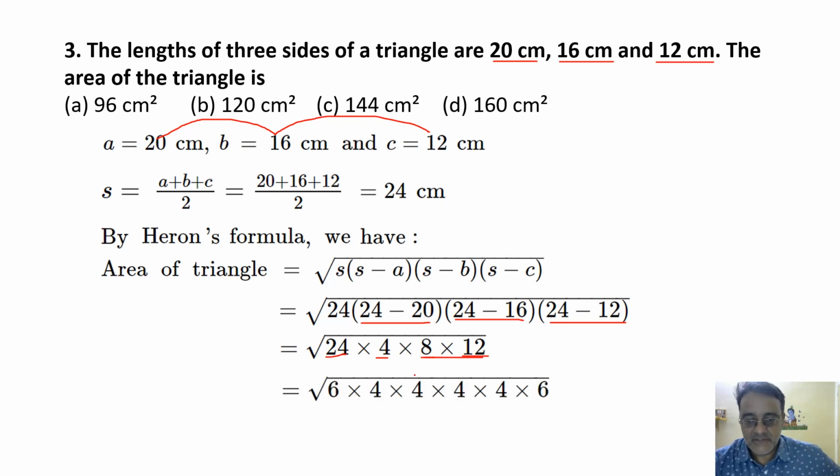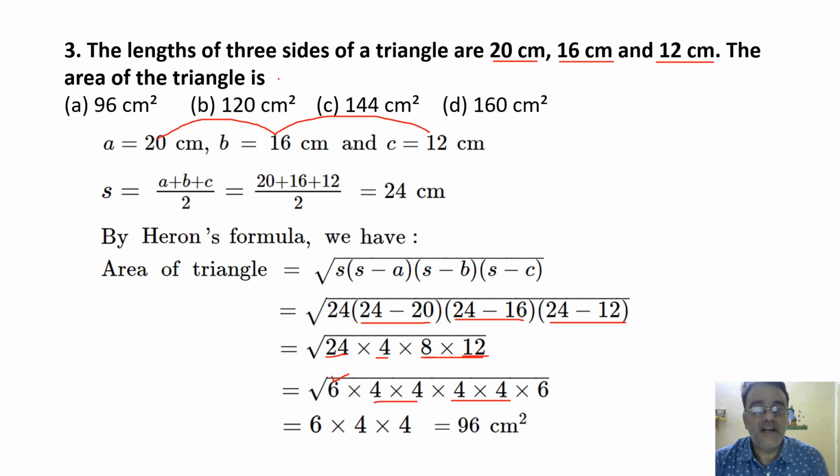Right. So now see, pair of 4 is 2 and pair of 6 is only 1. So 6 into 4 into 4 will be left and that is equals to 96 centimeter square. And the correct option is Option A. Option A, right. So now we are moving toward the next question.